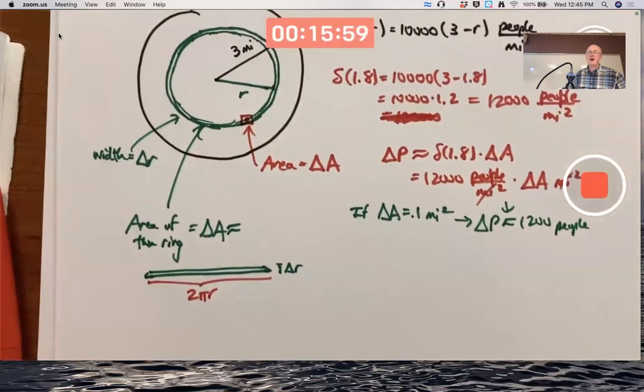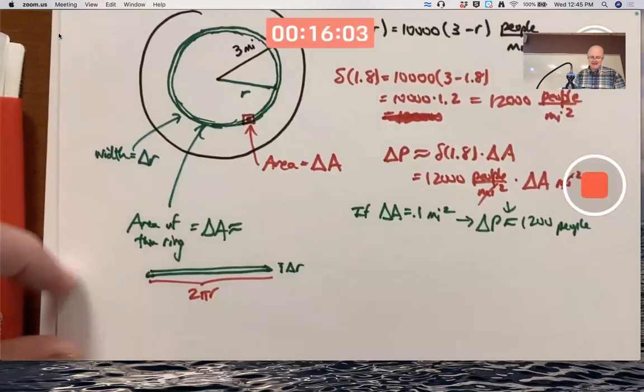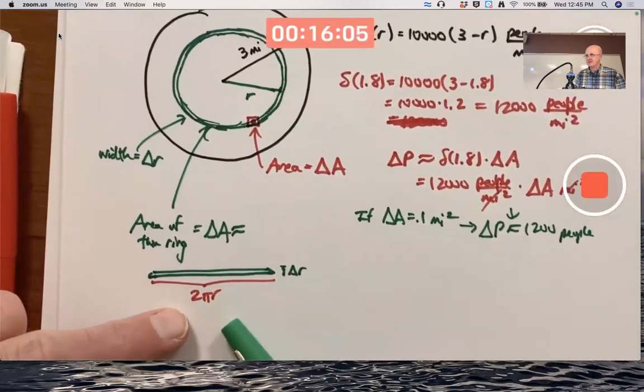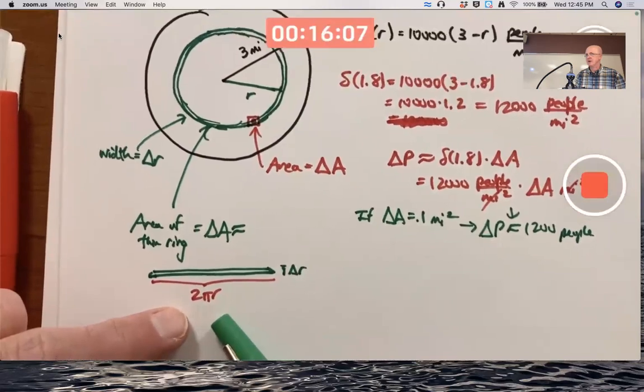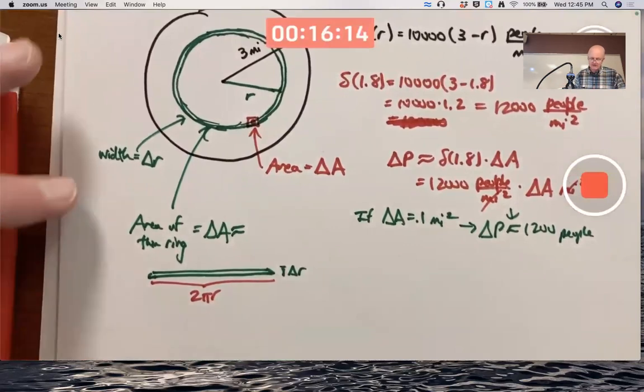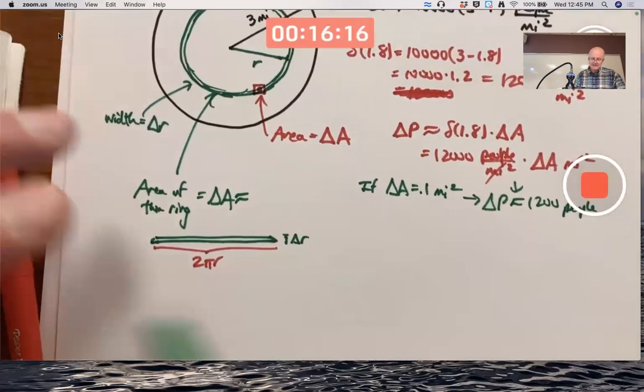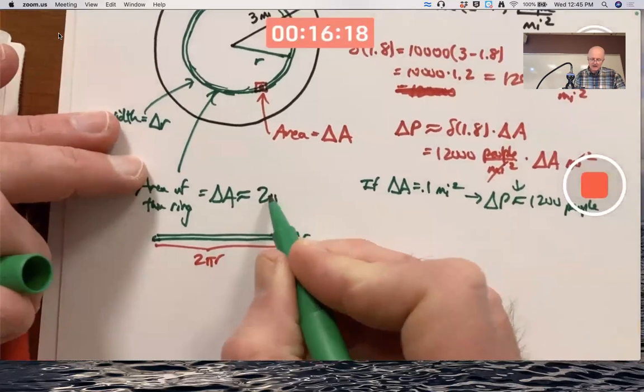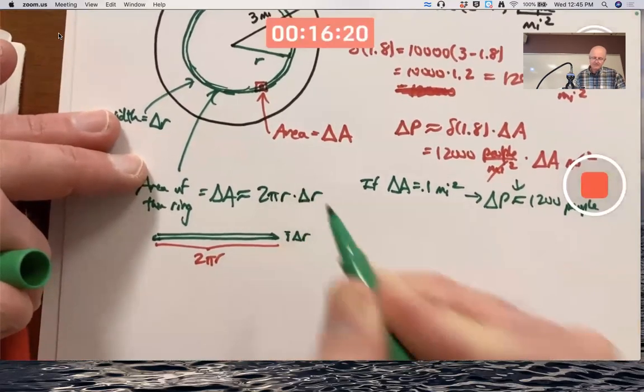So delta r is small, delta r squared is really, really small. It's negligible. And because of that, that turns out to be another reason why we can take this to be approximately 2 pi r. I'm not giving you details. I think the book does. They give you details in one spot at least. So delta A is approximately 2 pi r times delta r.